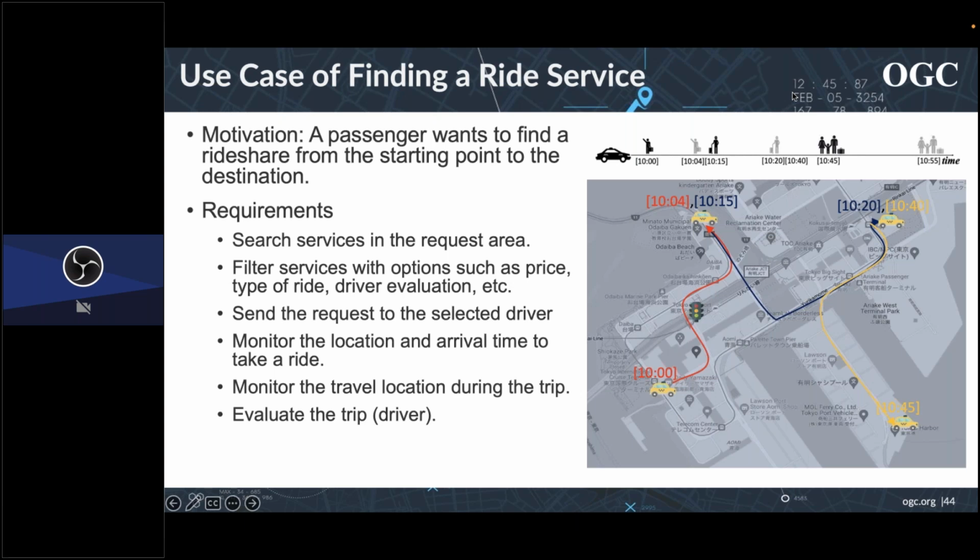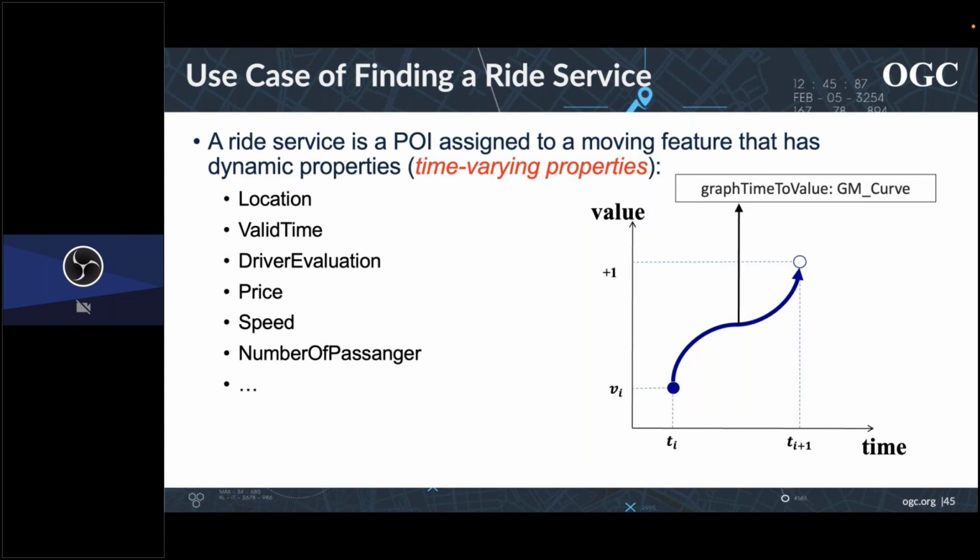And then the user wants to send the request to the selected driver and monitor the location and arrival time to take a ride, and also monitor the travel location during the trip. And then finally, after the trip, they want to evaluate it. Next slide. So in this case, the ride service we can also consider as a POI, but this is a sign of one of the moving features that has dynamic properties.